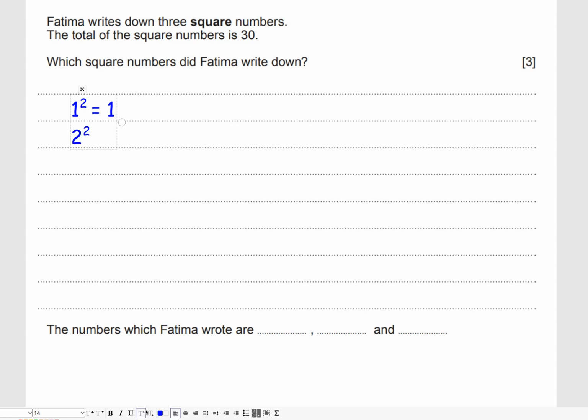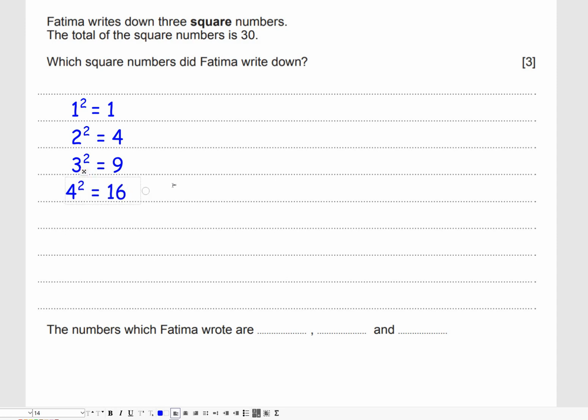2 squared, we know, is equal to 4. 3 squared is equal to 9. 3 times 3 equals 9. So if we add up these, 1 add 4 is 5, add 9 is 14. Okay, but we need to make 30. So, well, we could keep going with 4 squared if we wanted, which we know is equal to 16. 4 times 4 is 16.